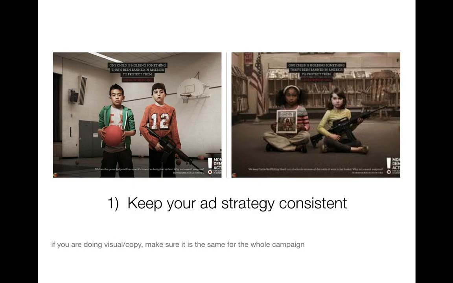But be sure that you're keeping not only your visual layout and your basic layout the same, but you're keeping the strategy consistent throughout. If you're doing a visual copy, make sure that it's the same for the whole campaign. So here you see not only are the images and the copy very similar in their looks, they have the same tone. And what that does is it helps the reader or the viewer see and recognize your ad no matter where they're at, instead of constantly trying to re-evaluate and relearn what it is you're trying to communicate.